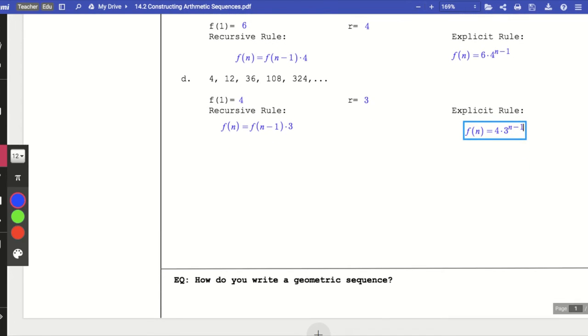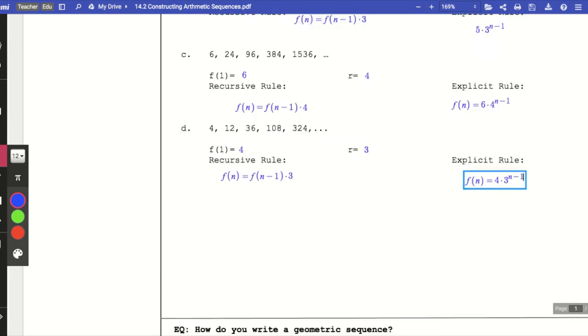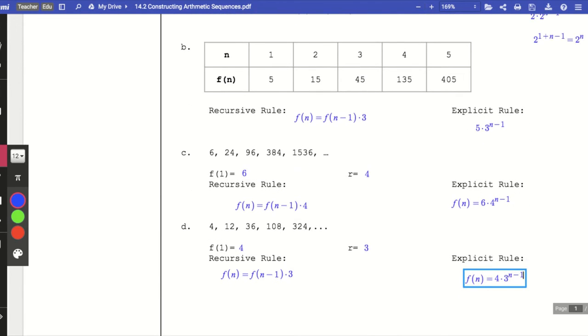So hopefully now you can answer the essential question, how do you write a geometric sequence? If you have any questions, let me know.